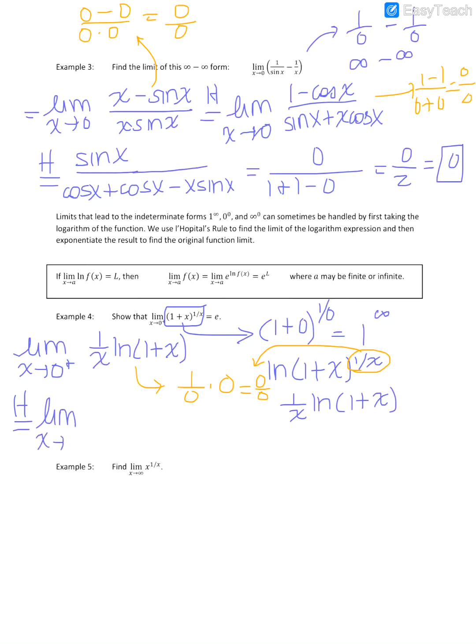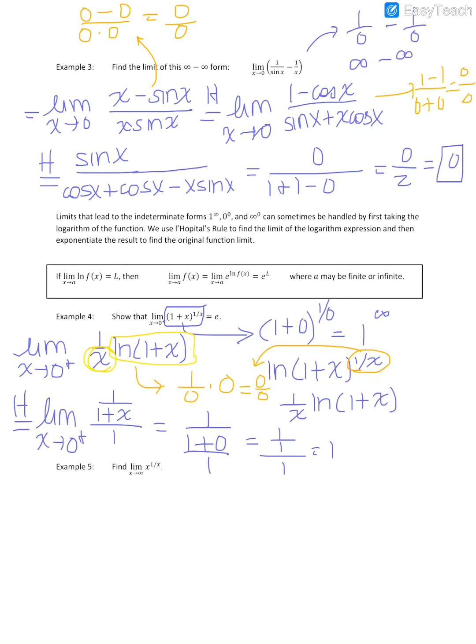So this is my top. This is my bottom. Okay, so we have the derivative of the top. That's going to be 1 over (1 plus x). On the bottom, I just have the x. That's going to be 1. Now let's go ahead and plug in our 0. 1 over (1 plus 0) over 1. So that's going to be 1 over 1 over 1. So everything is just 1.